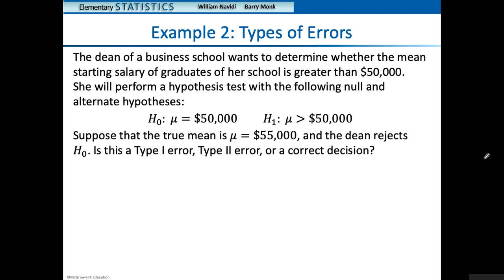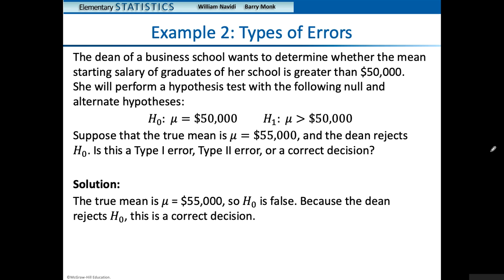Once again, we have the same problem statement, but this time let's suppose that the true mean is $55,000 and the dean rejects the null hypothesis. If the true mean is $55,000, that means the null hypothesis is false, because the null hypothesis says that the true mean is $50,000. So rejecting it is the right thing to do, because you should reject a false hypothesis. This is an example of a correct decision.